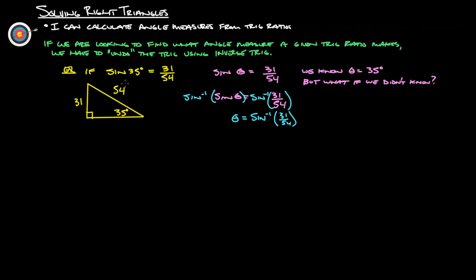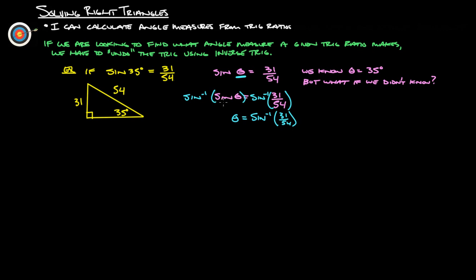Okay. Now, let's just say we didn't know the angle, so we had sine of the angle, but we know the ratio is 31 over 54. So sine theta equals 31 over 54. We know that theta is 35 because we have that here, but what if we didn't know? So what we have to do is take this sine theta equals 31 over 54, and we have to undo the sine because we don't want the sine of theta, we just want to know what theta is itself, right? So we got to get rid of the sine.